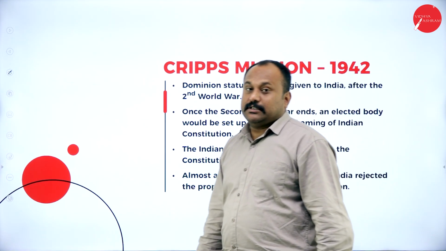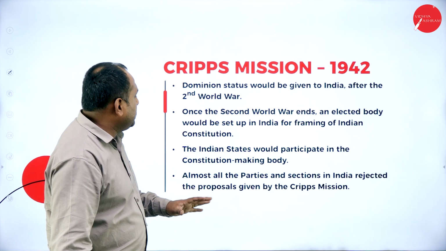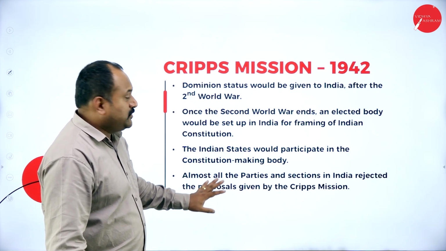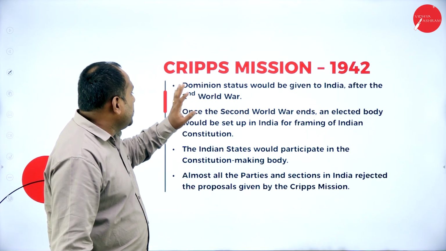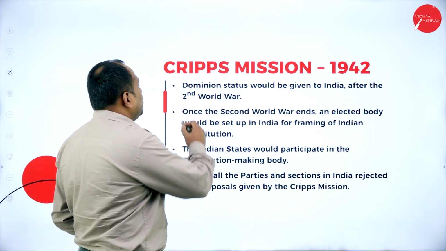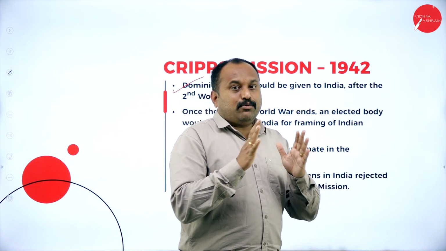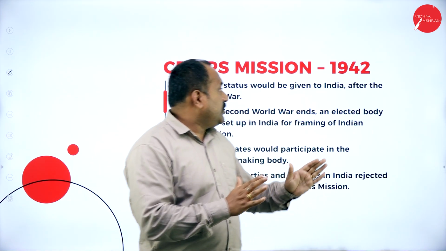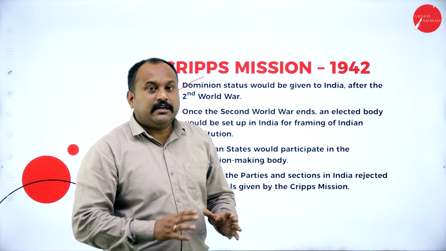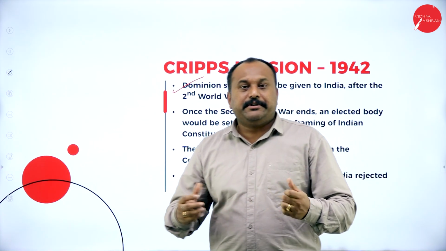Next is Cripps mission. Now, Cripps mission can be a 5 marks question for you people. I've just given you 5 points. It's more than enough if you go with it, right? So here, dominion status would be given to India after the Second World War. They said the Second World War is for sure, 1942, it is for sure. So you need to support the British.